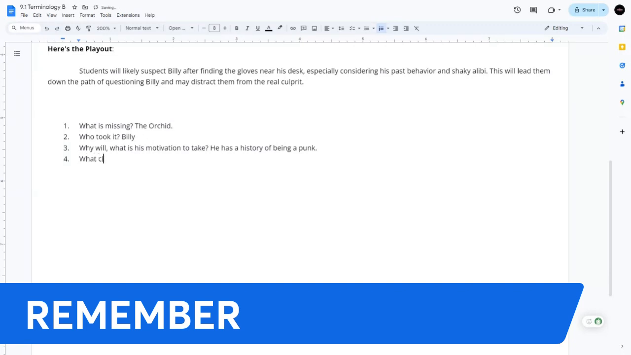What clues lead there? Glove near his desk, right? And then ultimately, prove it. We can't, because we can't check out his alibi.